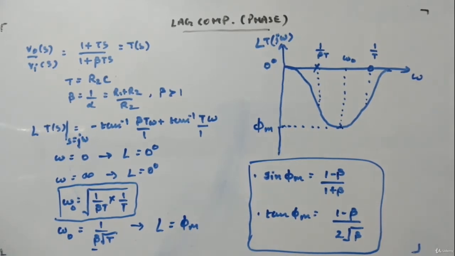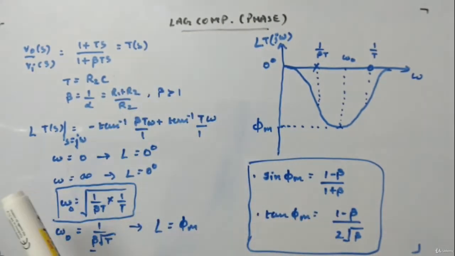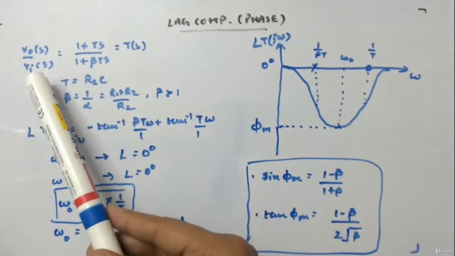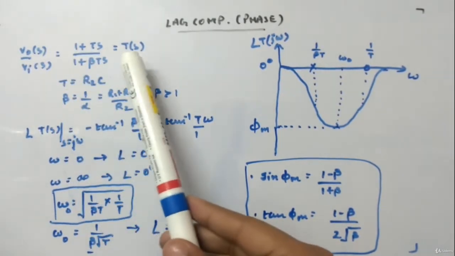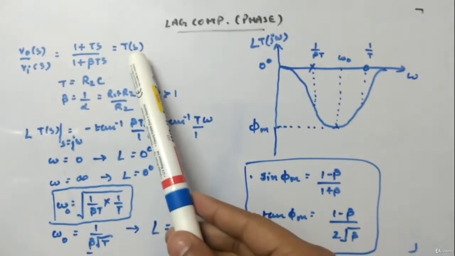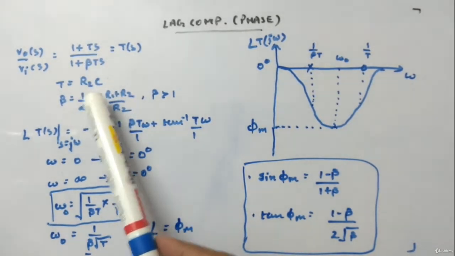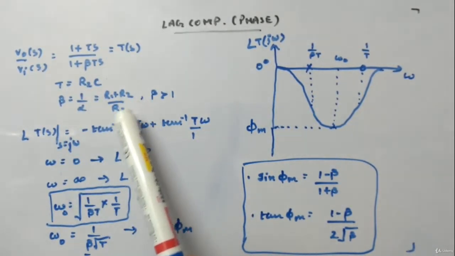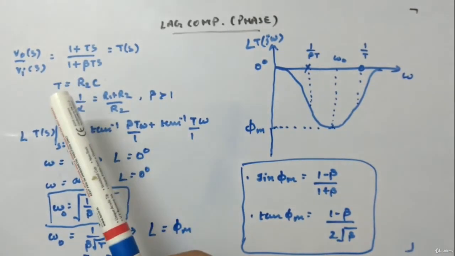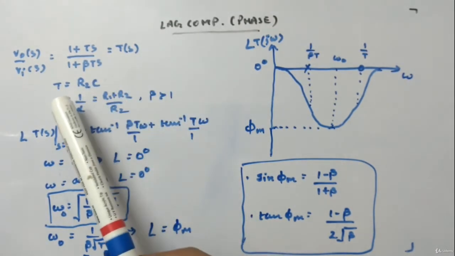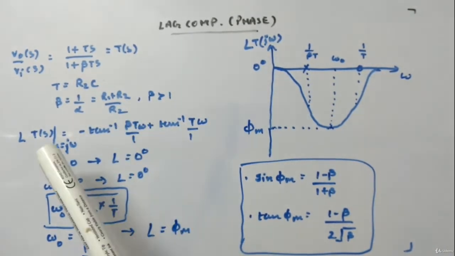Okay, so let's look at the phase plot of the lag compensator. We had the lag compensator Vo(s) divided by Vi(s) equal to 1 plus tau s divided by 1 plus beta tau s, where tau was equal to R2C, and beta was 1 by alpha, that is R1 plus R2 divided by R2, and this quantity is greater than 1. Mind you, in the lead compensator we had tau equal to R1C, and alpha was R2 divided by R1 plus R2.